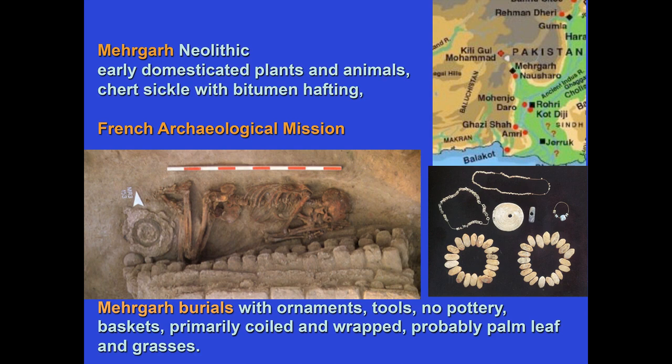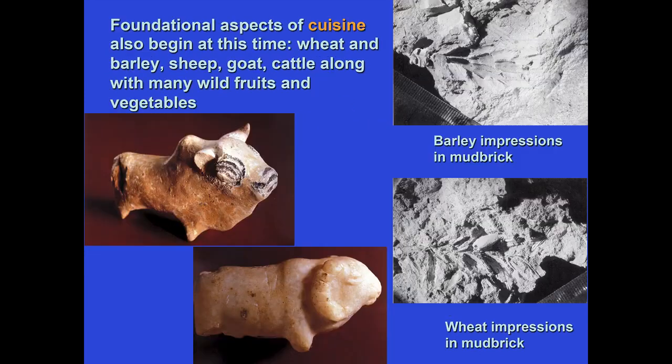So this is a basket buried with one of the dead at Mehergarh, and ornaments that are brought from many different regions. The foundations of South Asian cuisine are also at this time. So cuisine is an art. It's an art of worshiping your stomach. You have barley, wheat, sheep, goat, cattle, lentils and vegetables, and these are the things that the people at Mehrgarh began domesticating and cultivating.